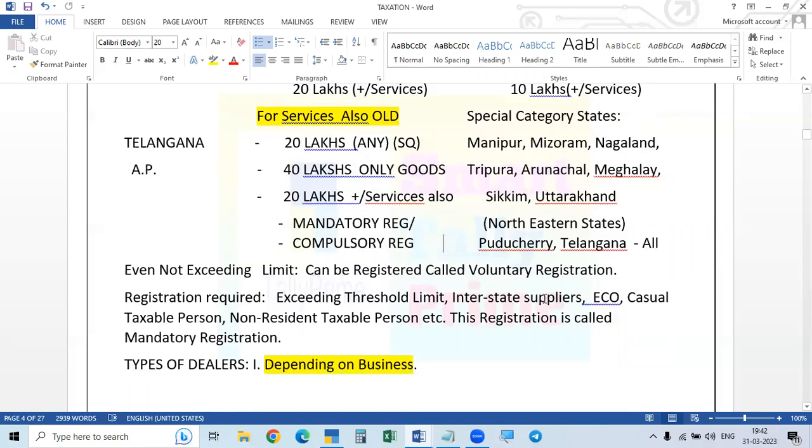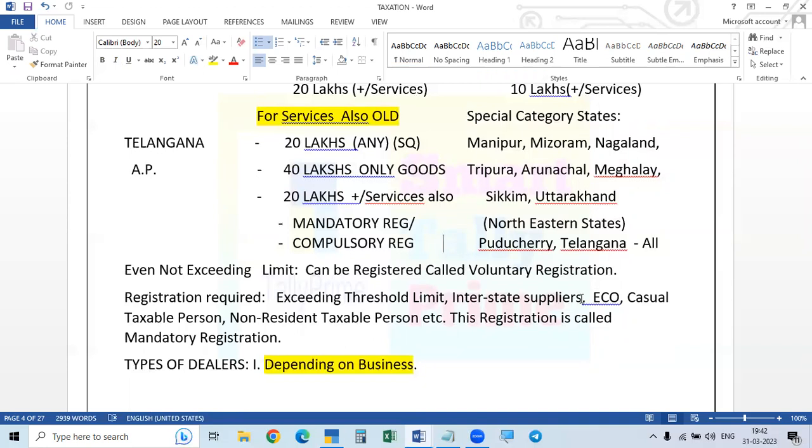And in some cases, interstate suppliers. Supplying is selling the goods. Selling the goods within the state is called intrastate. Intra means within. In the GST, sales are called supplies, not only of goods but services also. Sale of goods or sale of services is called supply of goods and supply of services.